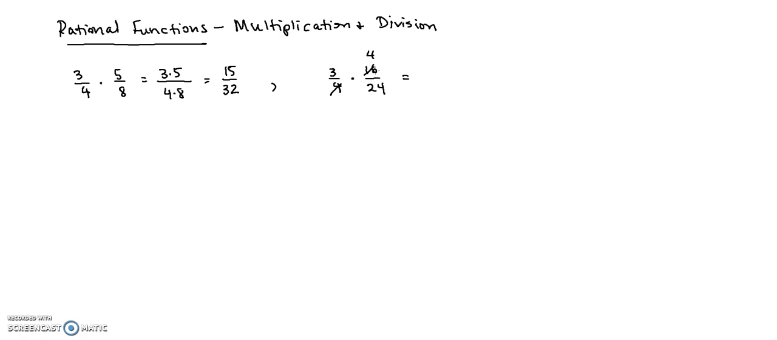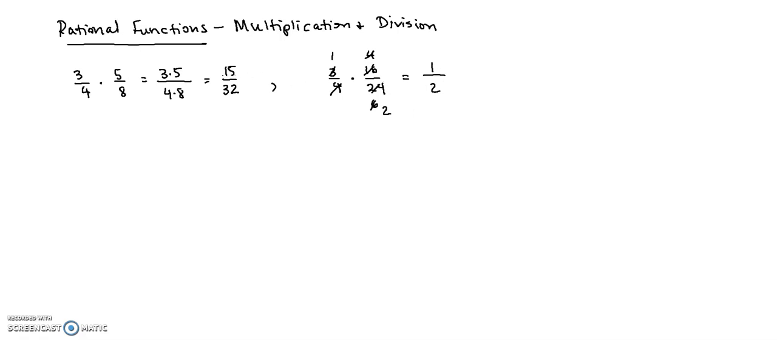And then look here to see if anything cancels. 4 and 24 cancel. 4 goes into 24 6 times. Then look to see if anything else cancels. The 3 and the 6 cancel. 3 goes into 6. When you have nothing left, you're left with a 1. So there's nothing left on top, which means we're left with a 1. And then on the bottom, we're left with just a 2. So that whole thing canceled down to 1/2.